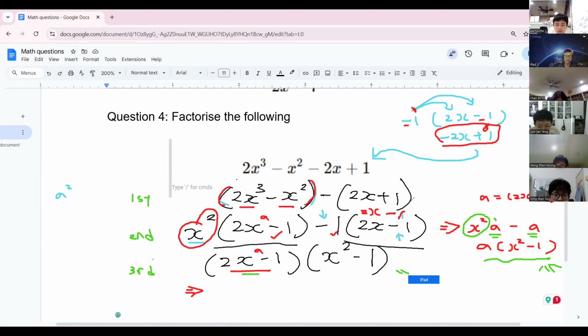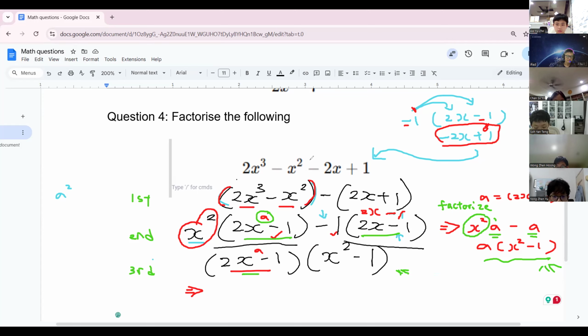The idea here is to factorize only. We factorize the equations out. Factorize, take out the common things, which is 2x minus 1, 2x minus 1. Okay? Shall I continue?